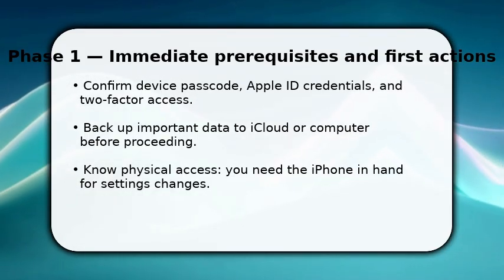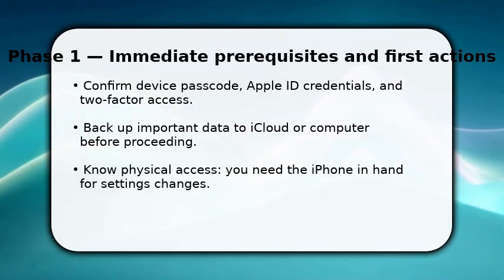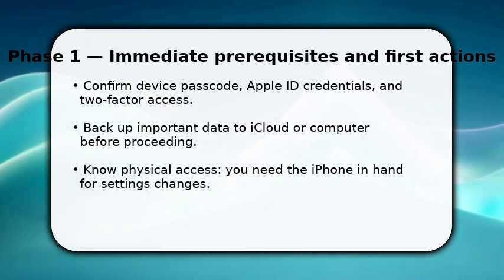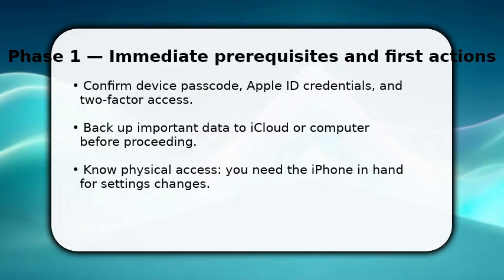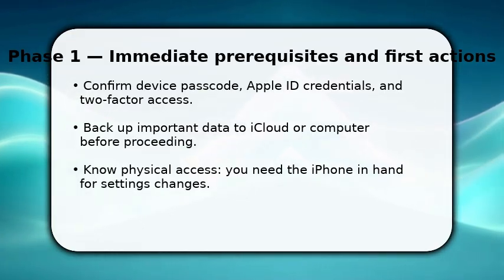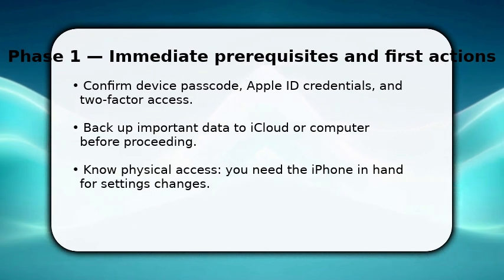Now, open Settings and go straight to your Apple ID banner at the top. This is where device reachability options live. Make sure you have Wi-Fi or cellular enabled temporarily. Otherwise, some toggles won't appear.